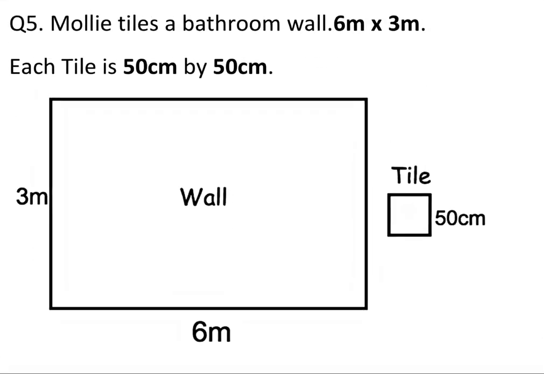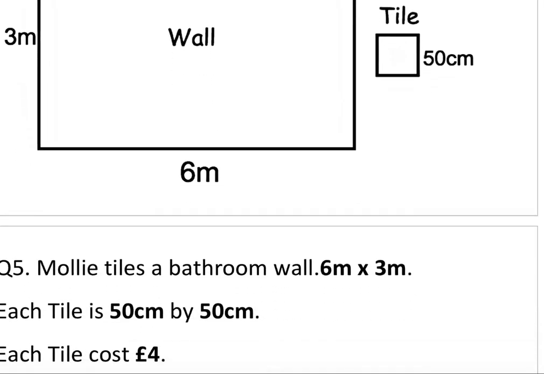Right, Molly tiles a bathroom wall. This is question 5. The size of the wall is 6 meters by 3 meters. Each tile is 50 centimeters by 50 centimeters. So there we've got a bit of a diagram showing the wall and the tile, and we've got to work out how many tiles we need. I think that's the question. Let's move on.